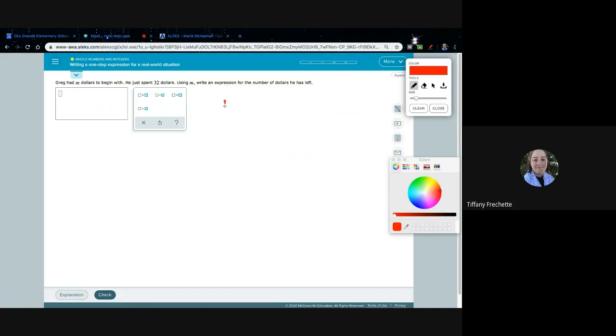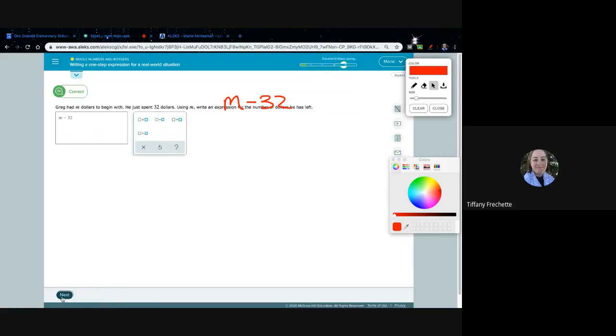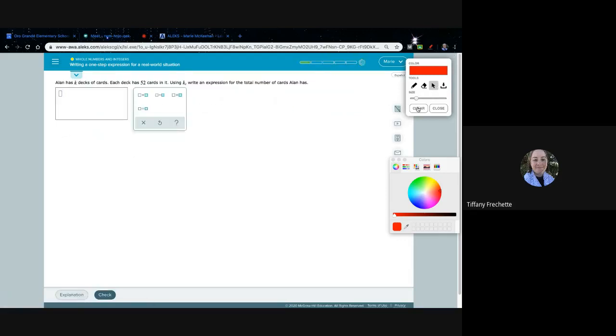So if he started with M, this is how much money Greg has right now. And then he walks in the store and he spends $32. Would we add or subtract that? Spent means we would subtract it. So that is simply all we're going to write. However much money he has, we're going to take away what he just spent. So that's it. M minus 32. Check. All right. To the next one here.